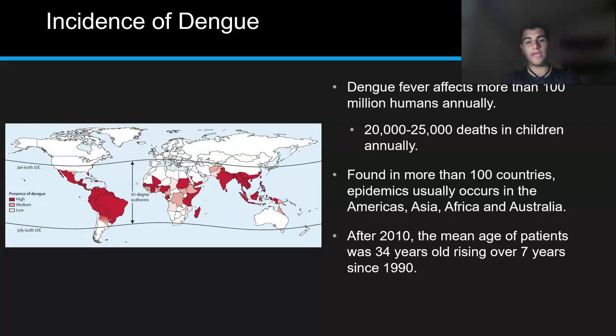The incidence of dengue: dengue affects more than 100 million humans annually throughout the world, with 20 to 25,000 deaths in children. Found in more than 100 countries, the epidemics usually occur in the Americas, Asia, Africa, and Australia, as shown in this map right here, being concentrated in South and Central America, very highly concentrated in Central African countries and Asian countries, including the Philippines as well.